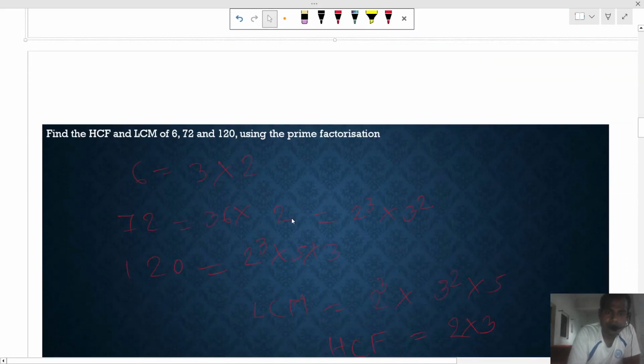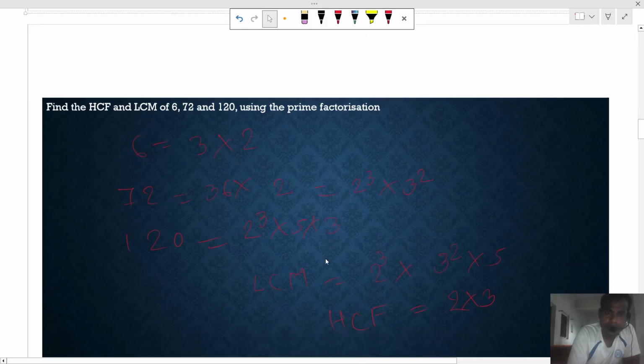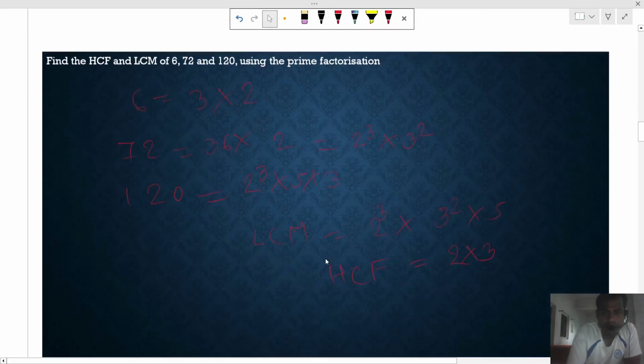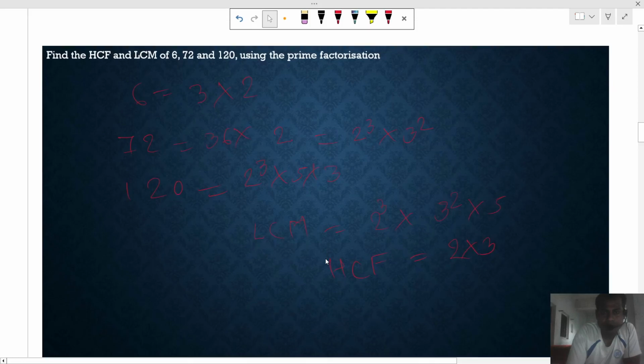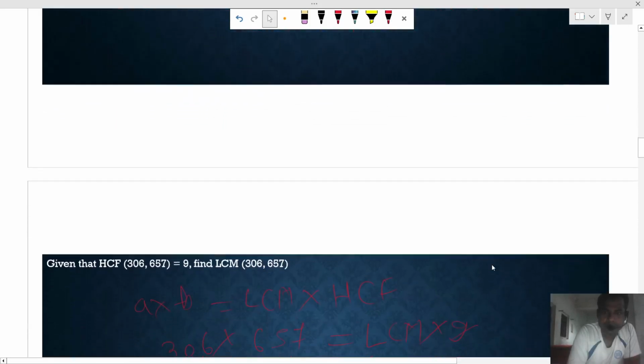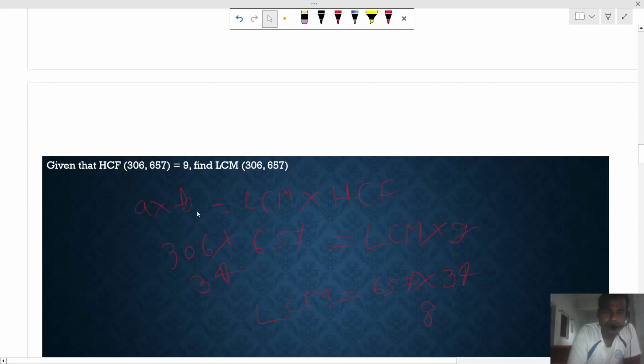3 prime factor. You can also do prime factor by factorization method. Okay, LCM is the highest: 2 to the power 3 highest, 3 to the power 2 highest, 5 to the power 1 highest. HCF is the least: 2 2 2, and no 3 3 3. Okay, that is final. Next, that is simple.